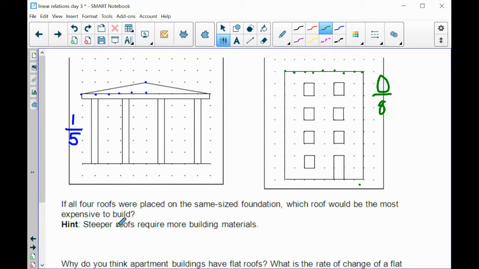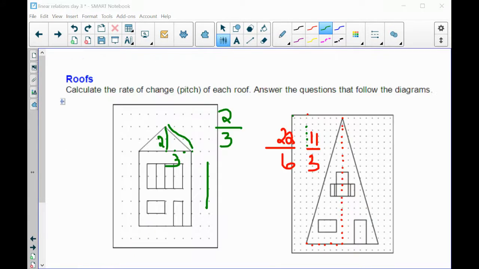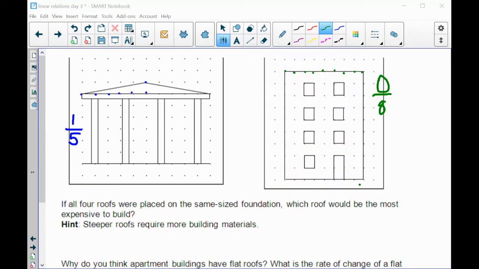So if all 4 roofs were placed on the same foundation, which roof would be the most expensive to build, with the hint that steeper roofs require more building materials? So that means, which roof is the steepest? So which roof has the largest rise over run? So we've got a rise over run of 2 over 3 on the first house, 11 over 3 on the second house, 1 over 5 on the third house, and 0 over 8 on the last house.